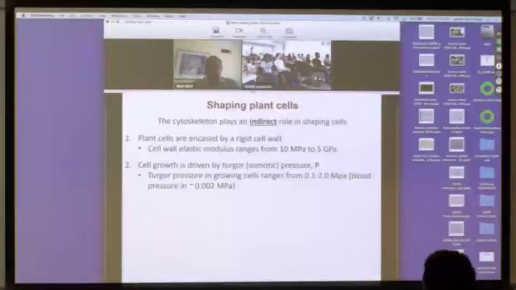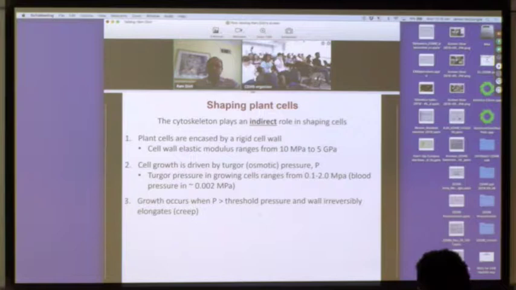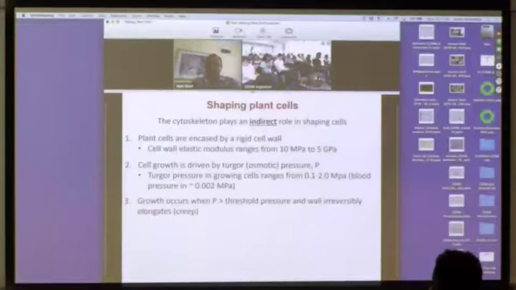So it's bringing the cell wall to resisting that turgor pressure. So to grow, you need the turgor pressure, P, to exceed some threshold pressure, right? That's going to induce stress in the wall, and then the wall is going to irreversibly elongate, which is referred to as creep in a lot of the mechanobiology literature, and you might hear that word used by Paul and others during boot camp. So we can relate these ideas using a simple equation.